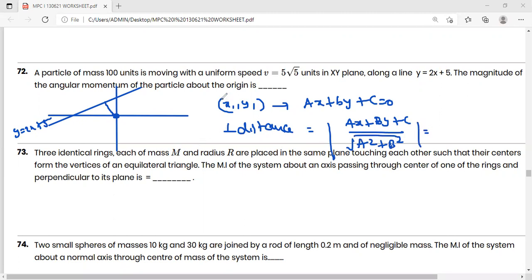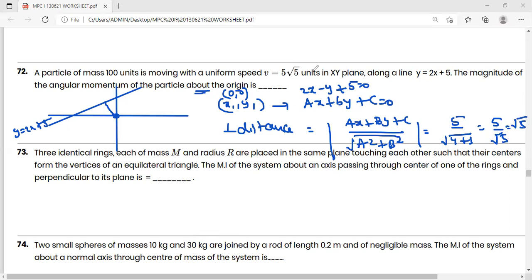According to this, the point given is the origin. We are taking the perpendicular distance from the origin. The equation in general form is 2x minus y plus 5 equal to 0. Now we substitute 0 and 0 in place of x and y. Then you will get 5 by root over (2 square plus 1), that is 4 plus 1. So what is the perpendicular distance here? 5 by root 5, that is simply root 5 only.